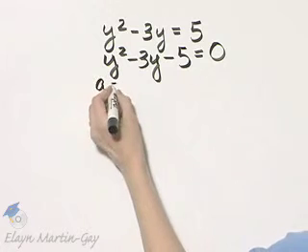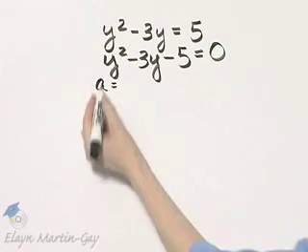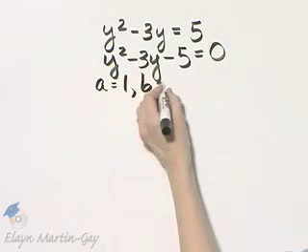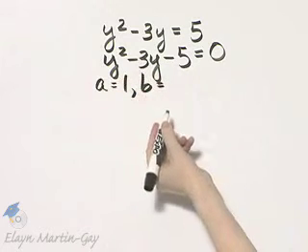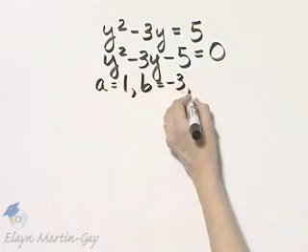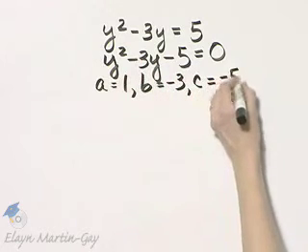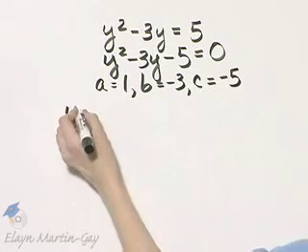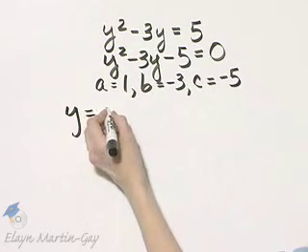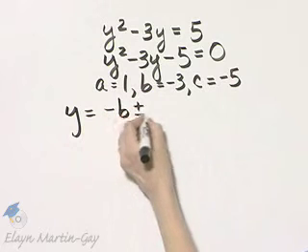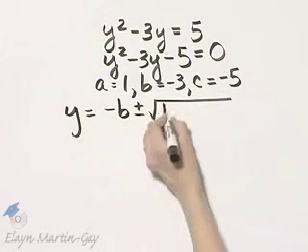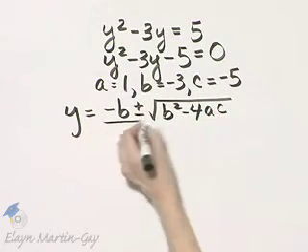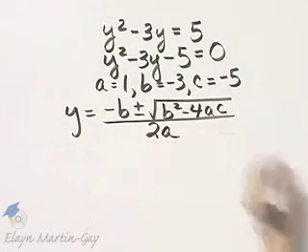Remember, a in the quadratic formula is the coefficient of the squared variable, so a is 1. B is the coefficient of, in this case, y, so b is negative 3, and c is that constant, negative 5. So y is equal to, by the quadratic formula, negative b plus or minus the square root of b squared minus 4ac all over 2a.